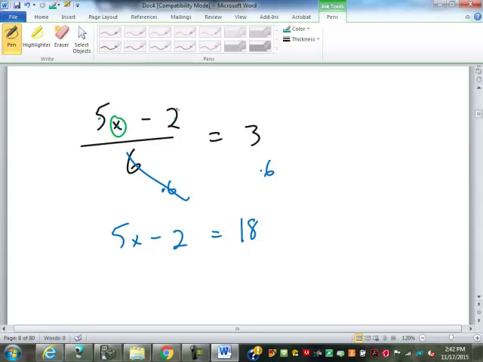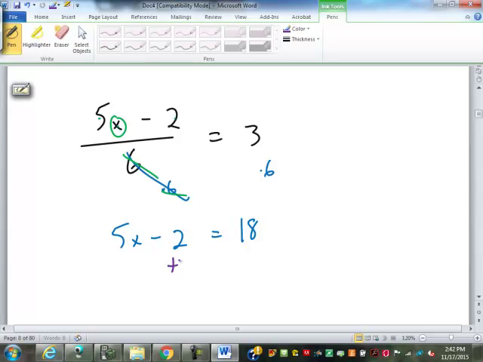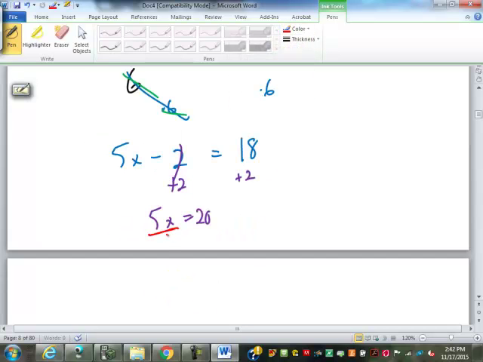So if you recall, when we take it apart, the first thing we take off is going to be the last piece that's put on. Since it was divided by 6 last, the first thing we're going to do is multiply by 6 to take it apart. So that takes that piece off. 3 times 6 is 18. Now what do we do? Add 2. So 5x equals 20, and then divide by 5. x equals 4.